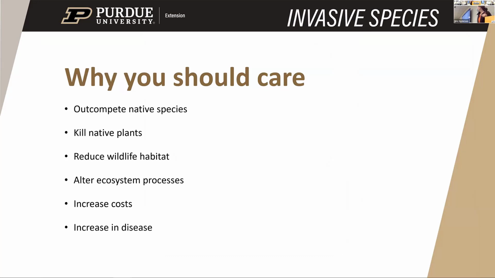So why do we care? Well, we've kind of talked about this the last couple of times. They outcompete the native species. They kill our native plants, partly. Sometimes they actually do kill them if it's a disease or an insect. They reduce wildlife habitat. They alter the ecosystem. They also increase costs and increase diseases.